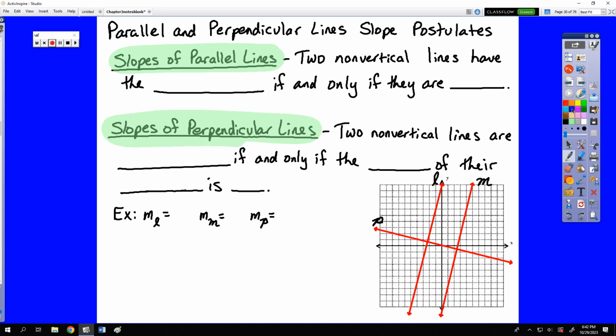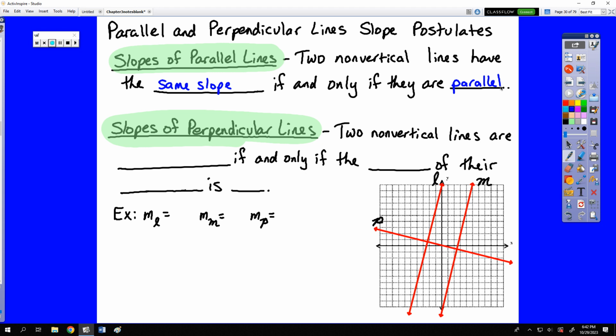Now these are not things we're probably going to be using in proofs, so they don't have the most formal names. They are simply rules that we do not need to prove. So first up is for parallel lines. Two non-vertical lines have the same slope if and only if they are parallel. In other words, parallel lines will always have the same slope, equal slopes.